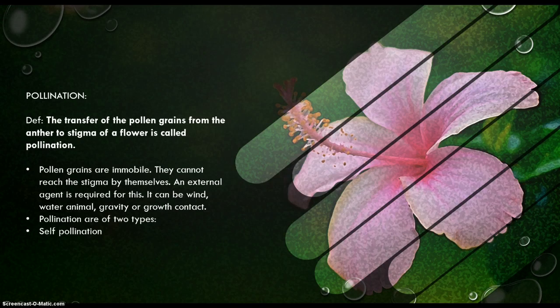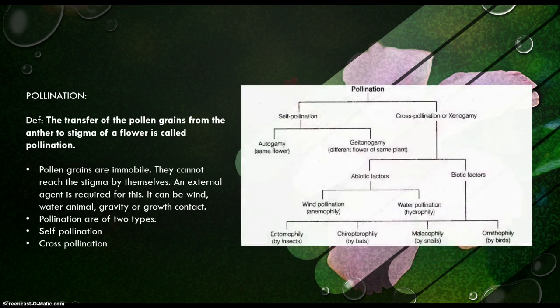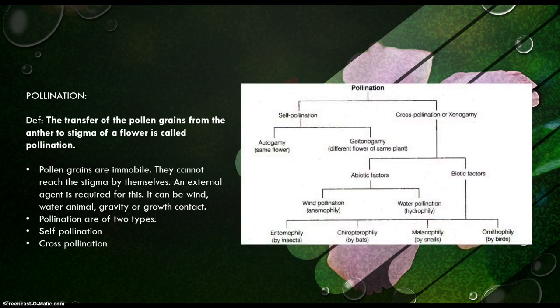Pollination is of two different types, that is self-pollination and cross-pollination. You can see in this chart that pollination can be divided into self-pollination and cross-pollination, whereas self-pollination is again divided into autogamy and geitonogamy. Autogamy means pollination inside the same flower, and geitonogamy means a different flower but of the same plant. That means genetically this pollination is similar to that of autogamy.